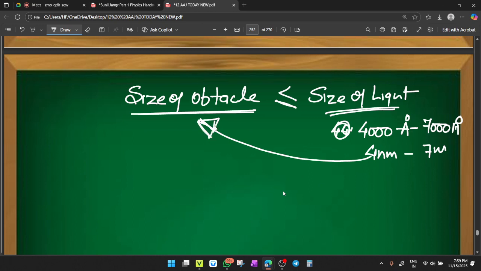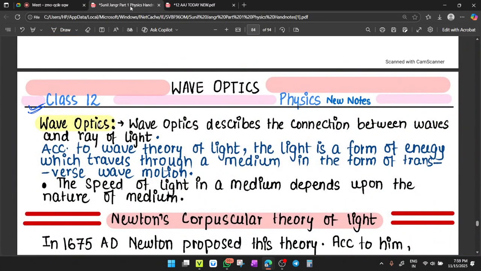So in our day to day life, the practical objects are very large, so we cannot realize wave optics. Clear? So wave optics we have to see in special cases, special conditions. So what is wave optics? Wave optics describes the connection between wave and ray of light.